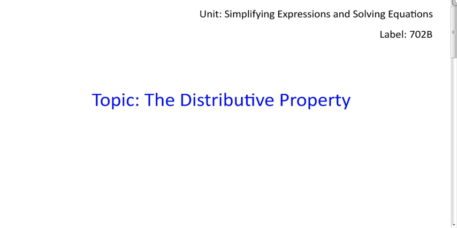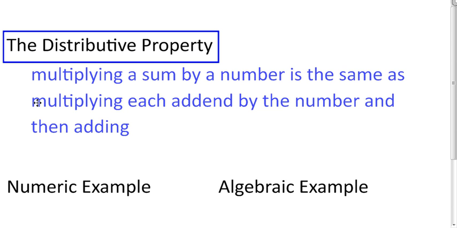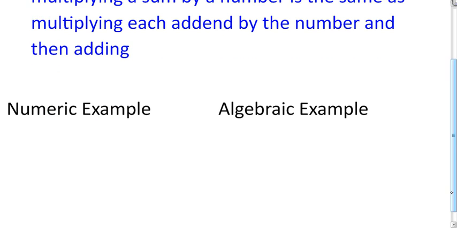In this video, we'll see how to use the distributive property. The distributive property means multiplying a sum by a number is the same as multiplying each addend by the number and then adding. So let's take a look at some examples.